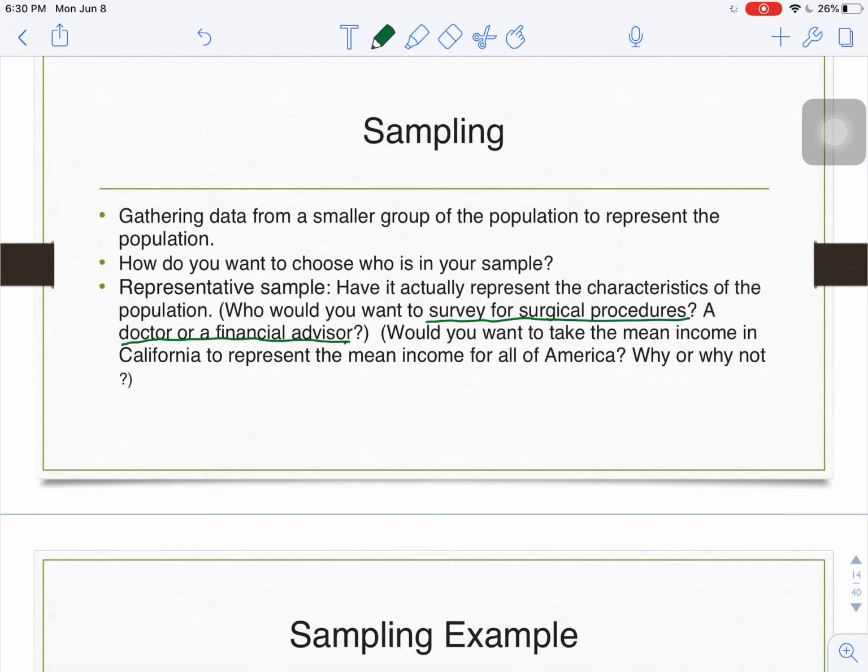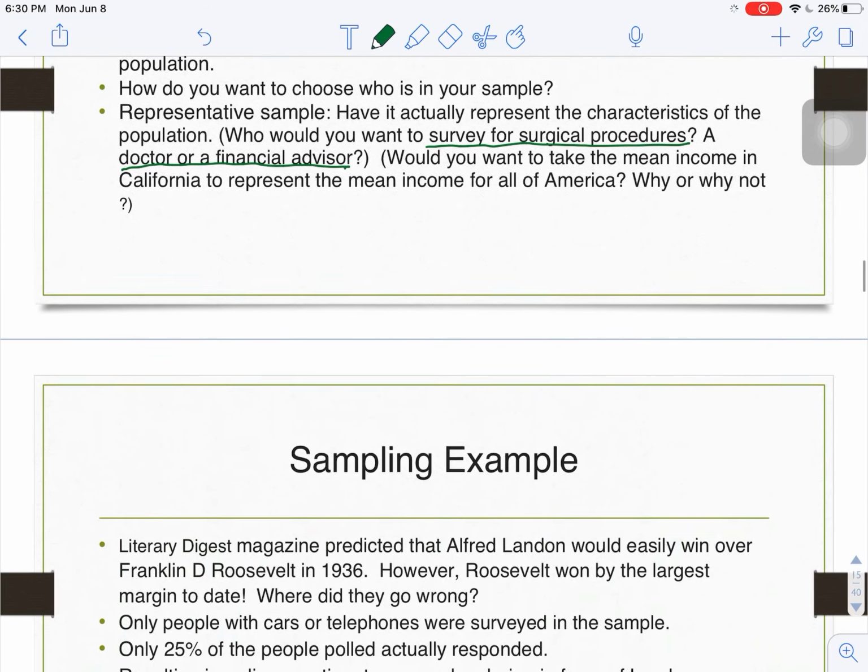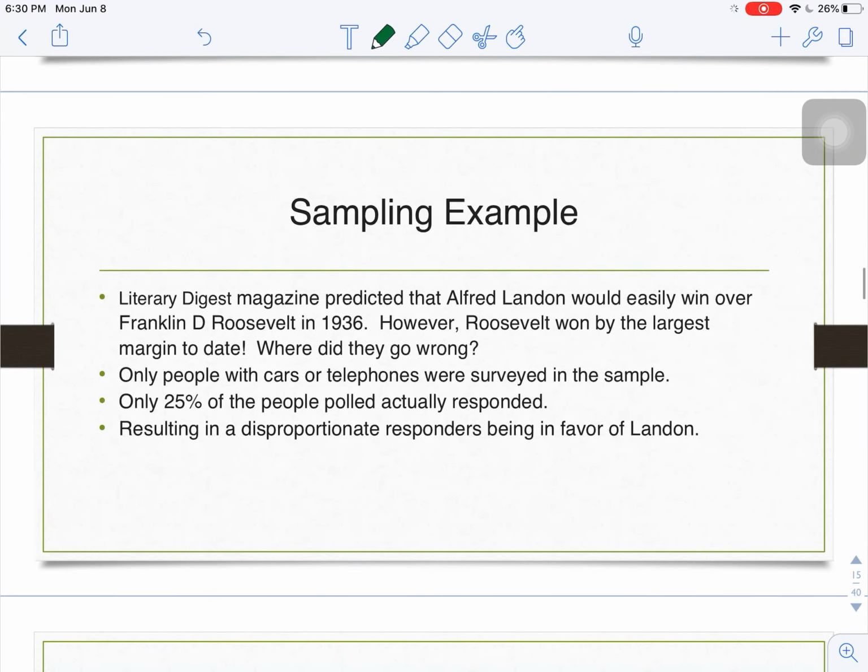I can also tell you that in Texas, there are some parts of Texas where the mean income is going to be very low and maybe at the poverty level. So you just want to make sure that you're selecting people at random, but that still represent your general population.